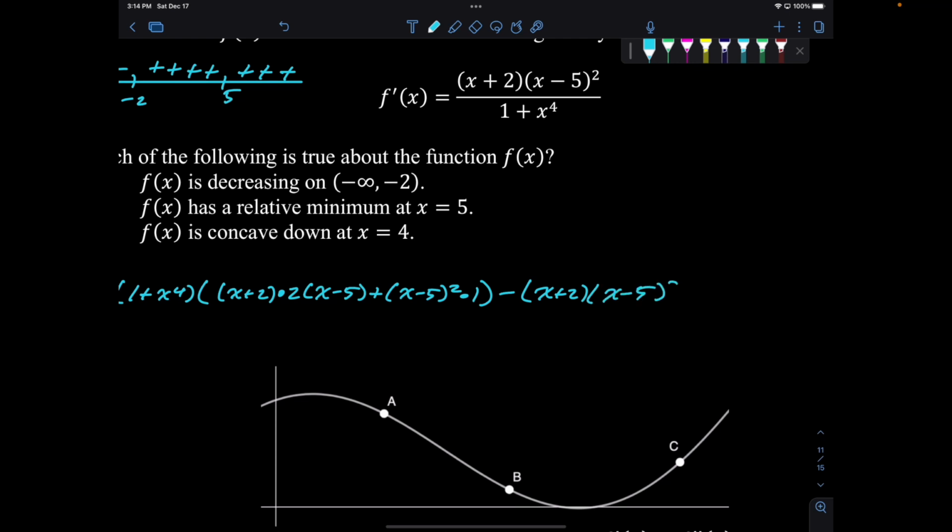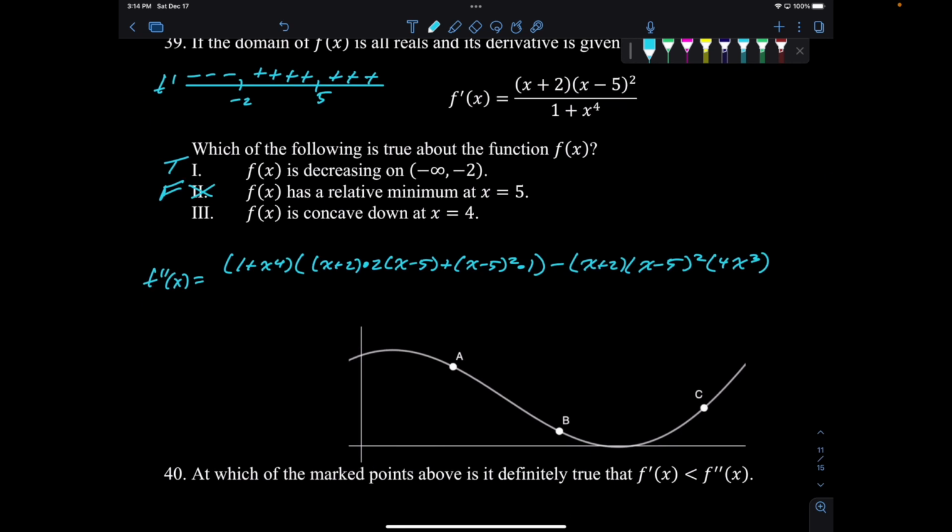Okay. Derivative of the bottom is 4x cubed, and it's all over the bottom squared. 1 plus x to the 4th squared. All right, now I got to try to plug in 4 and see what happens. So this will be positive for sure.